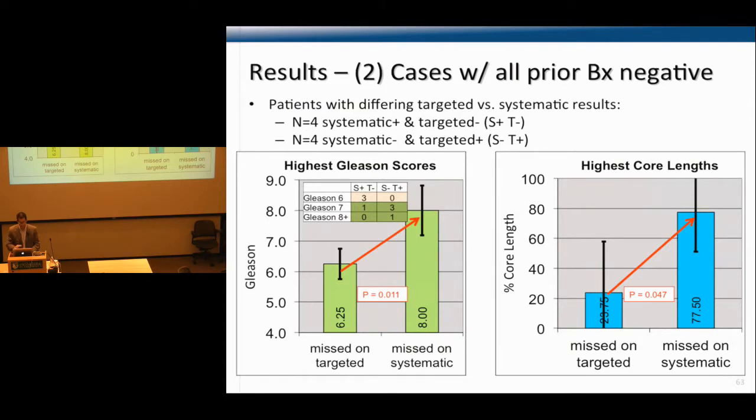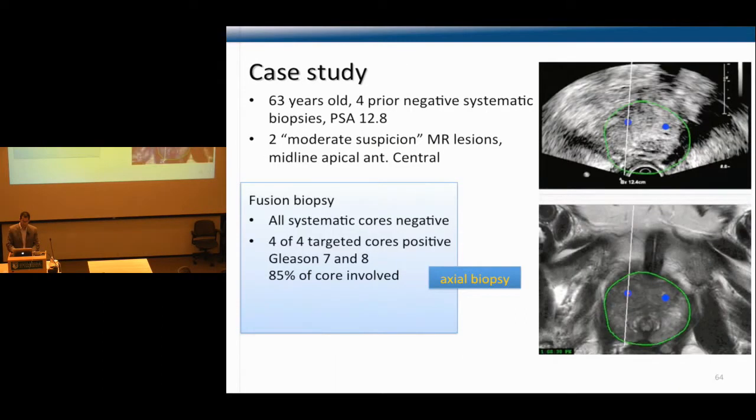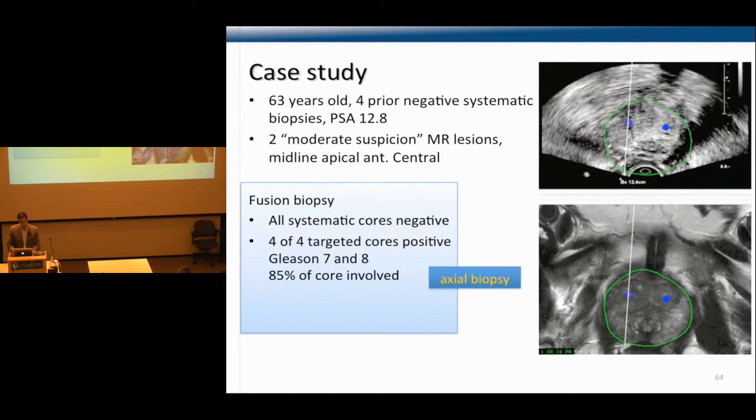And these are cases where we tried to analyze in more detail the targets that were missed. The target that was missed with the fusion system actually had a Gleason score, a rating given with histopathology, which was significantly lower than the ones that were missed on systematic biopsy. So the ones missed with the fusion system were not as high suspicion as the ones that were missed on systematic biopsy.